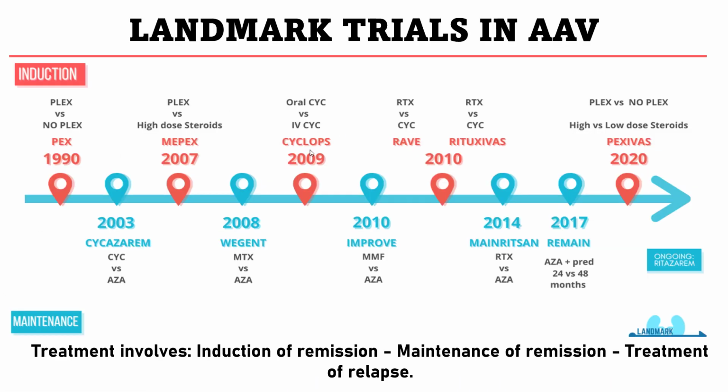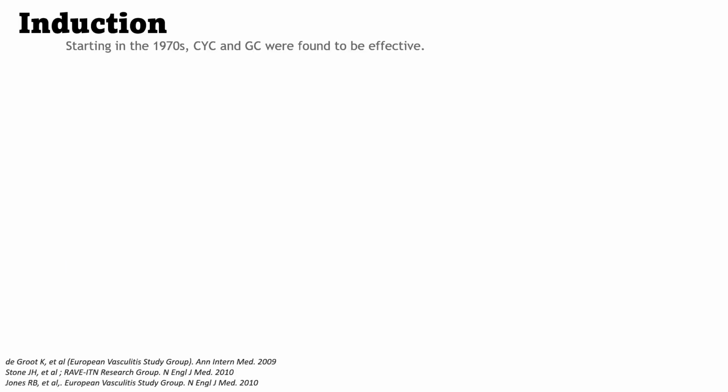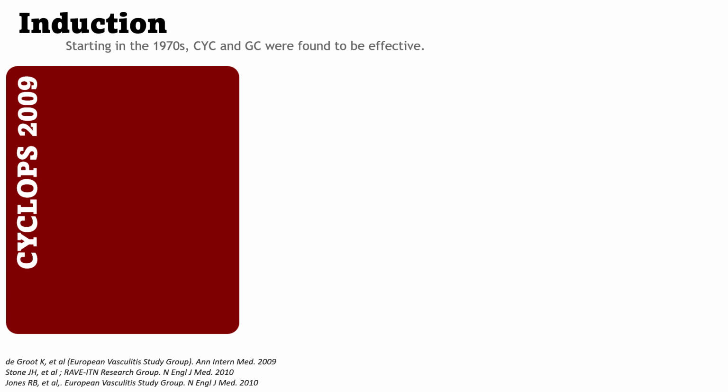So what is the evidence we have in treating patients with ANCA-associated vasculitis? We have landmark trials in ANCA-associated vasculitis, and these landmark trials shaped the guidelines we have today. We have landmark trials for induction and for maintenance, and we are going through the most important of them. So for induction, starting from 1970, cyclophosphamide and glucocorticoid were found to be effective in treating patients with ANCA-associated vasculitis.